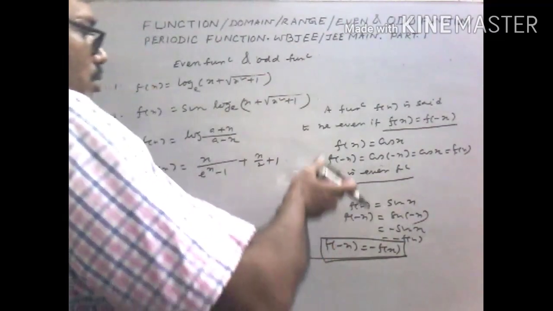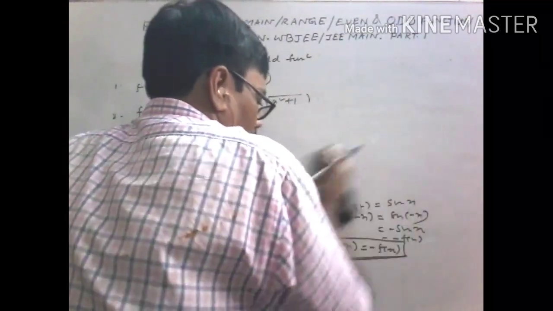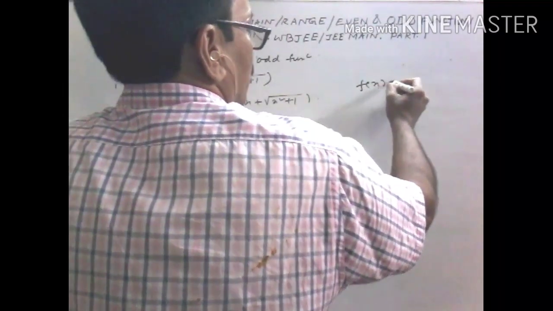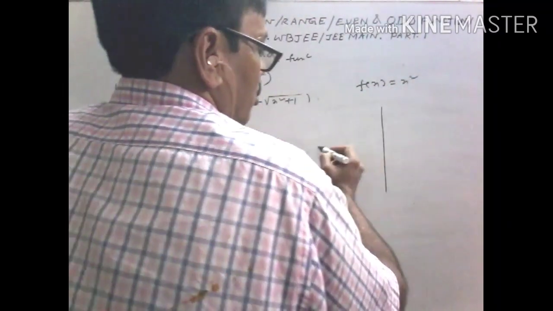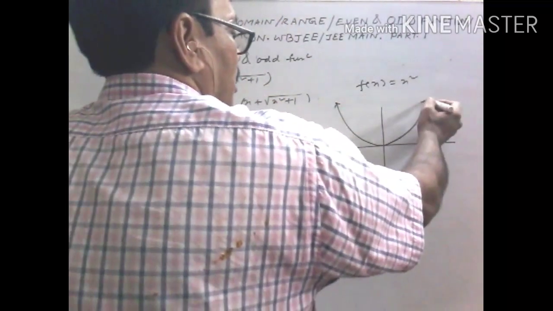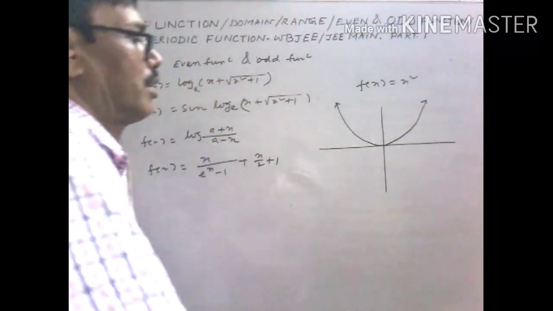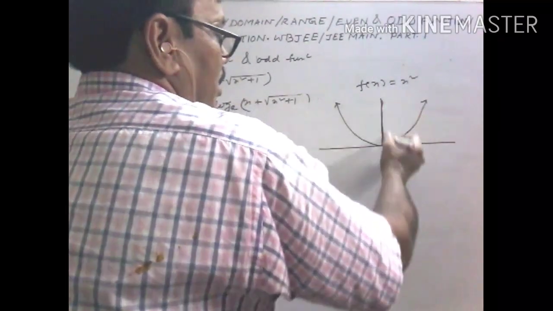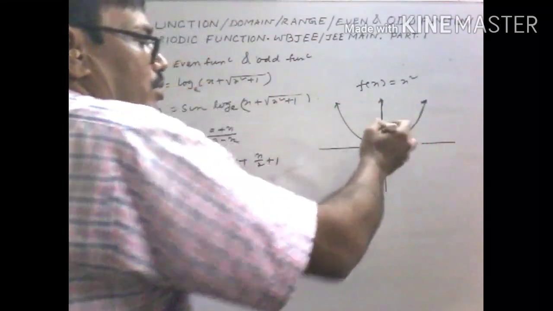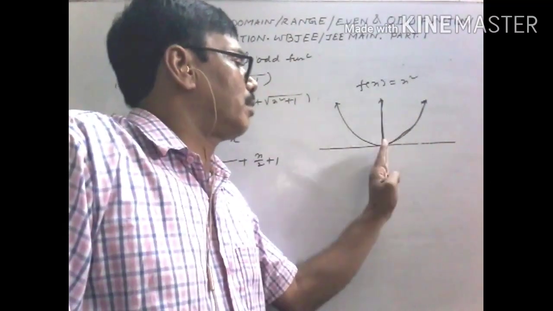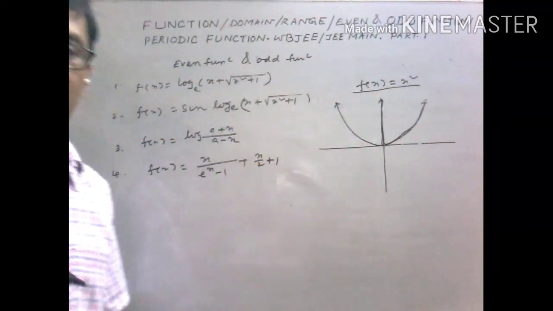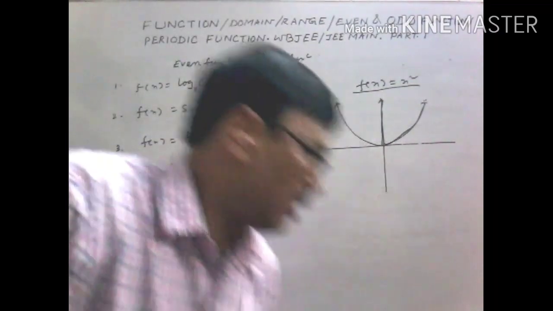So even function and odd function. Look, f x equals x square. This is an even function. This is a parabola, so look, this will be the figure. This part is the mirror image with respect to the y axis. Symmetric about the y axis. So f x equals x square is an even function.